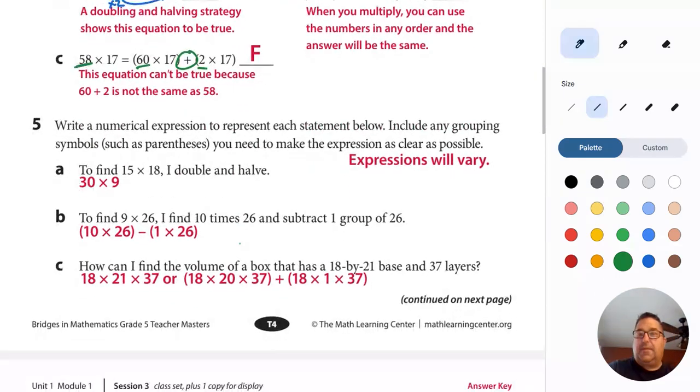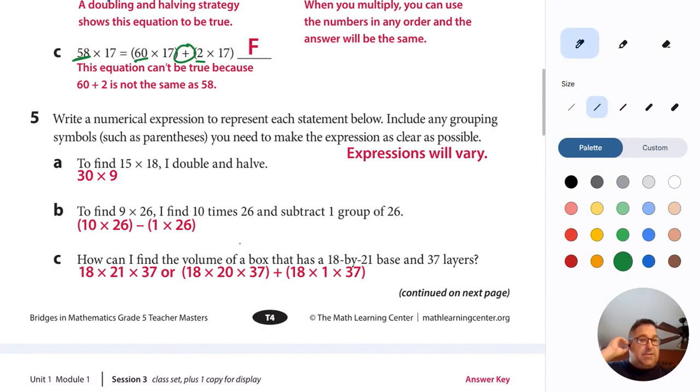Okay? Number 5, we're just writing some expressions. And exactly, we talked about in class, you don't have to solve these. If it just says write it, then write the math problem. So to find 15 times 18, I can double and half. And in class, I like to kind of stack these. So 15 times 18, if I double 15, we're going to get 30. Cut 18 in half, we're going to get 9.